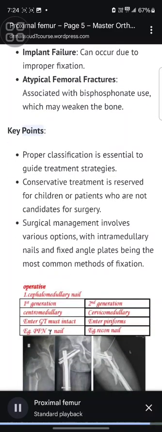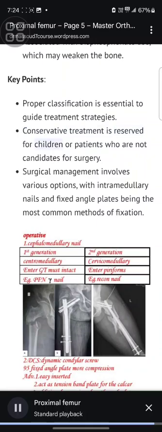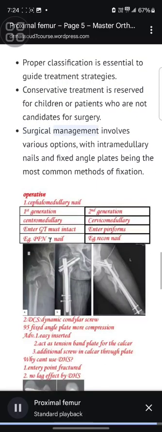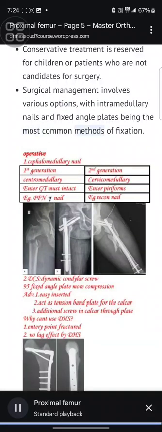Key points. Proper classification is essential to guide treatment strategies. Conservative treatment is reserved for children or patients who are not candidates for surgery. Surgical management involves various options, with intramedullary nails and fixed angle plates being the most common methods of fixation.